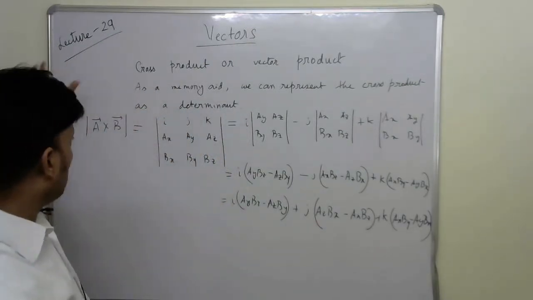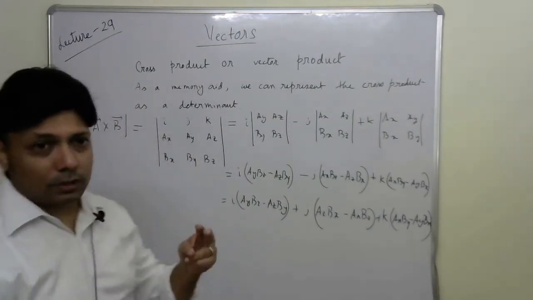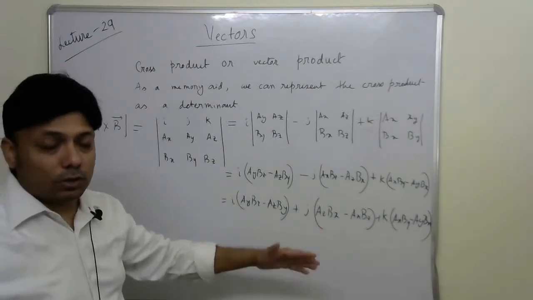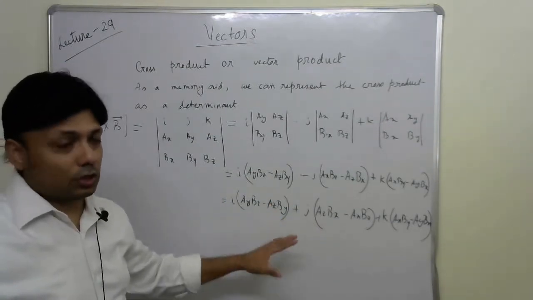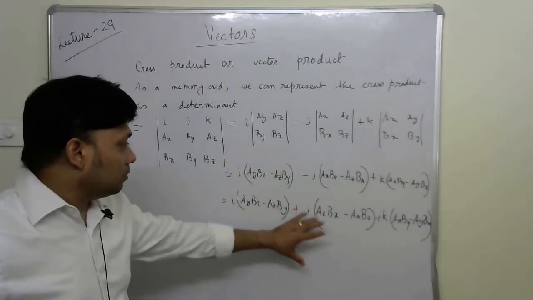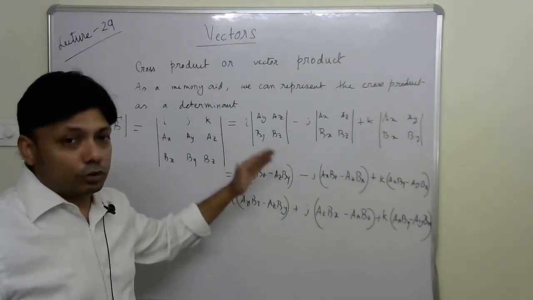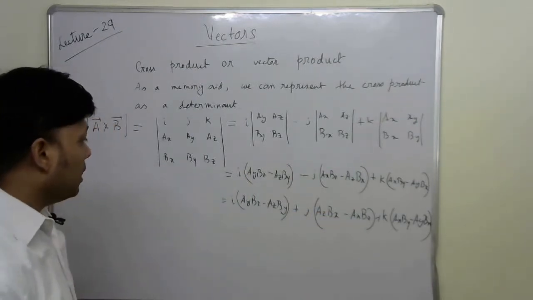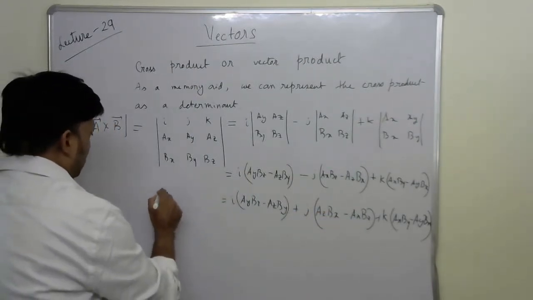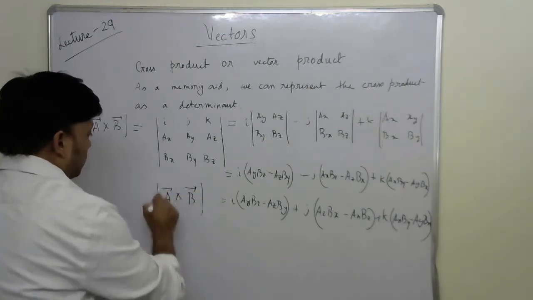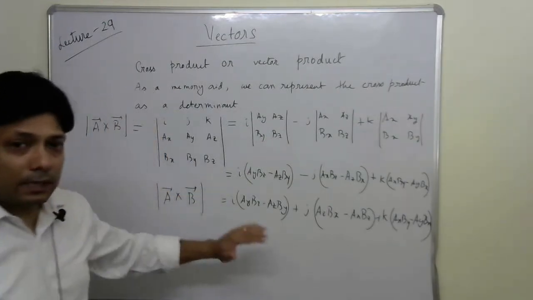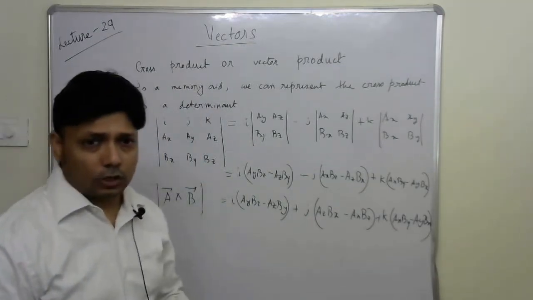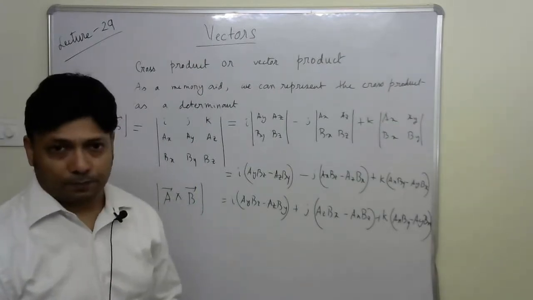Okay, so you would see automatically it has taken care of those i cross i, j cross j, and k cross k terms, because those became 0. So basically, if we keep out 3 terms out of those 9 terms, it now becomes 1, 2, 3, 4, 5, 6 terms. Okay, so this is the cross product of A and B, and this is how easily we can perform the vector product of the two vectors A and B.